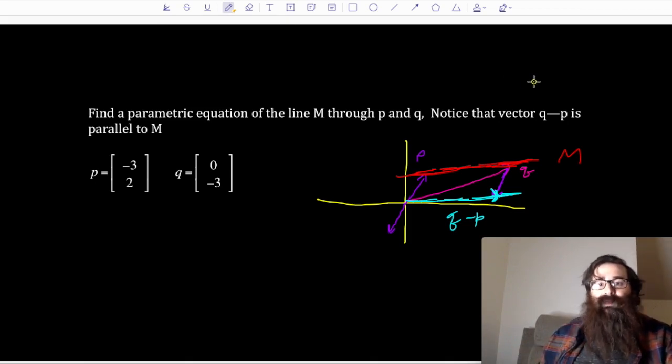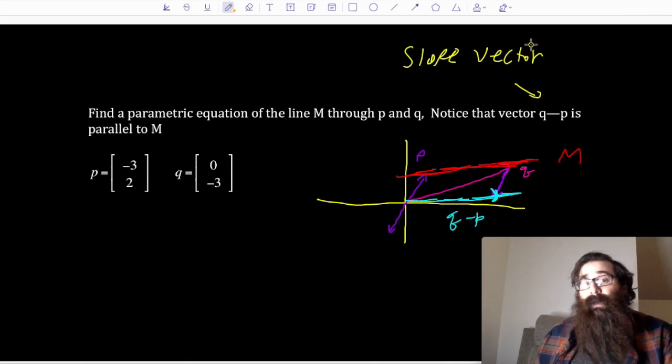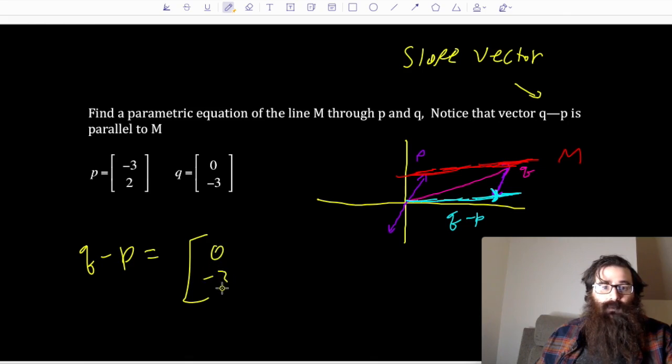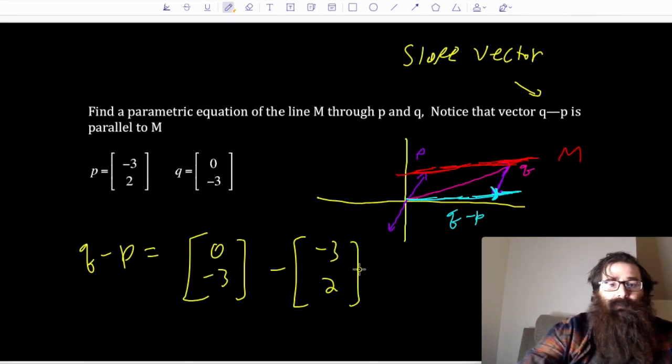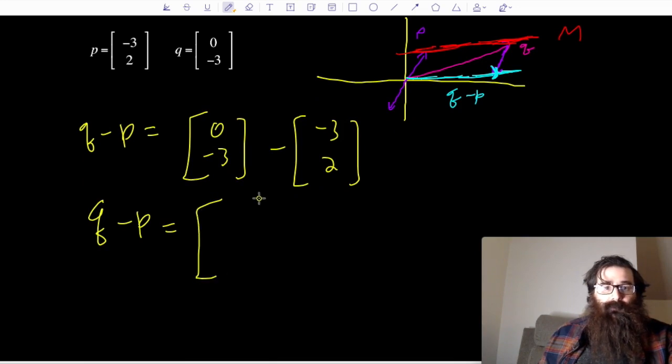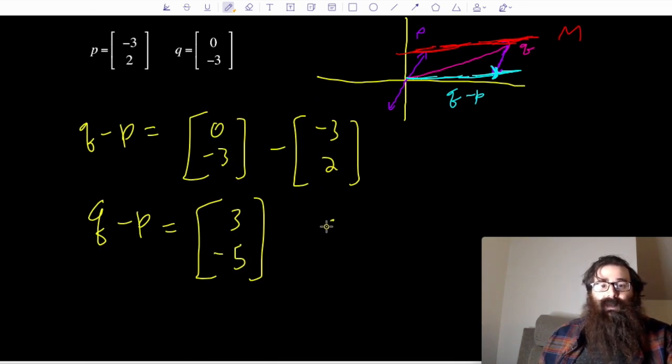Well, we're going to use this vector q minus p to build a slope vector. And what we're going to do is very similar to building the equation of a line, like you would have done back in a pre-calculus course. So first I can find q minus p. I want to subtract the vectors: take vector 0, negative 3, and subtract away negative 3, 2. This builds a new vector for me, q minus p. 0 minus negative 3 gives me 3. Negative 3 minus 2 gives me negative 5. So I get this new vector, and this is going to behave as my slope vector.